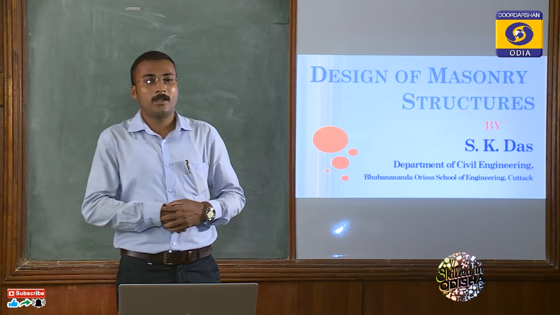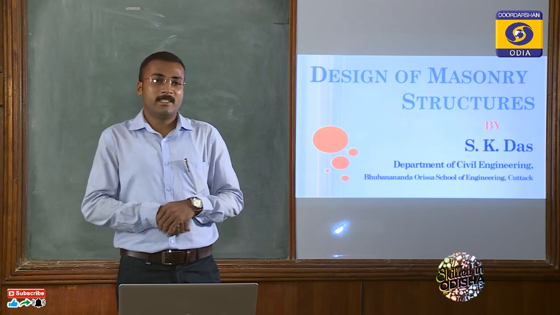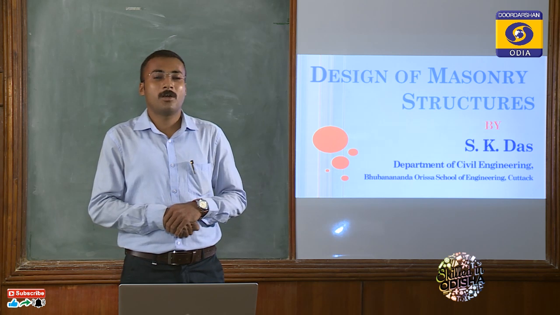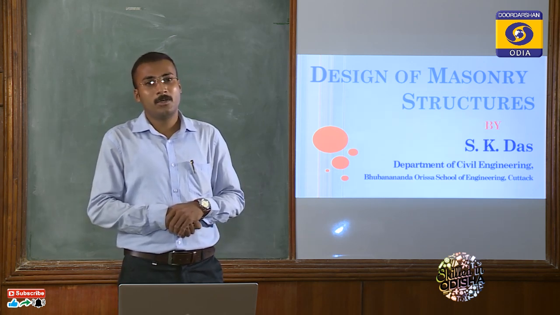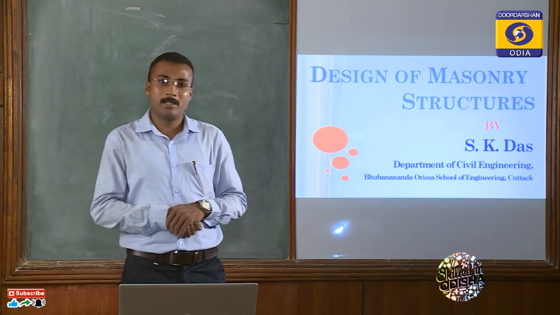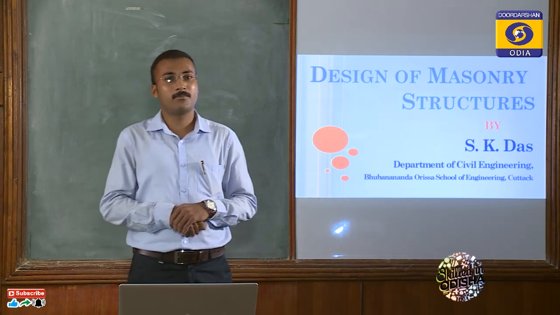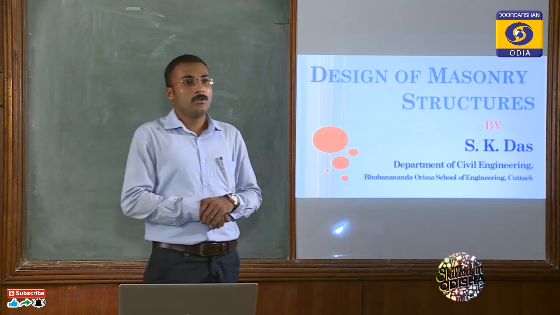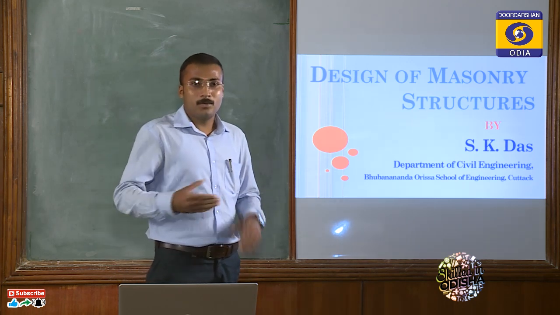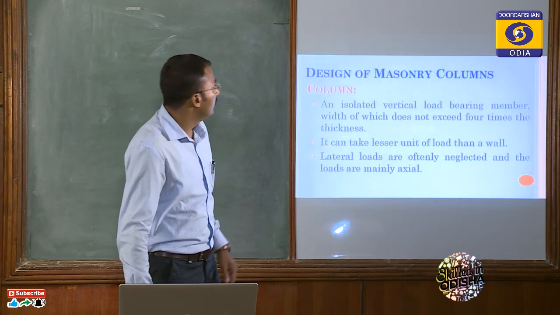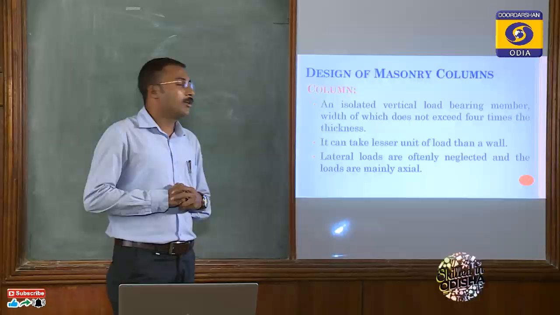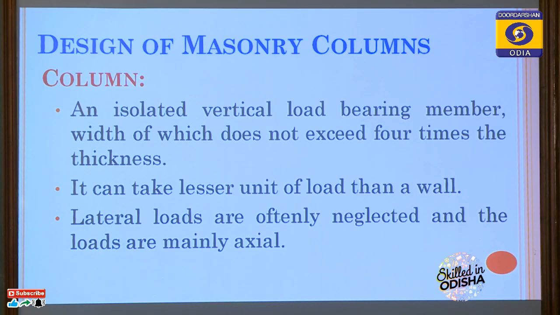In this column part, in the design we will specify the dimensions of the columns. As it is an unreinforced member, we only have to specify the dimensions and no reinforcement will be provided in this design. So in this lecture, we should know what a column is. See here, a column is an isolated vertical load bearing member, the width of which does not exceed 4 times the thickness.